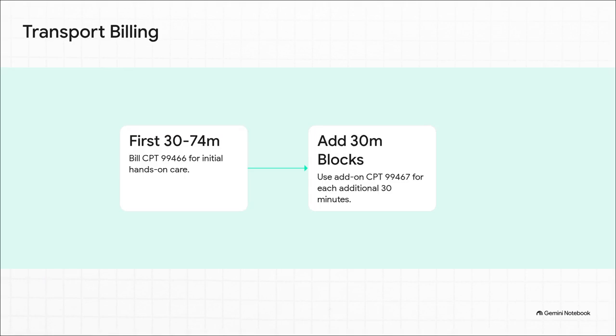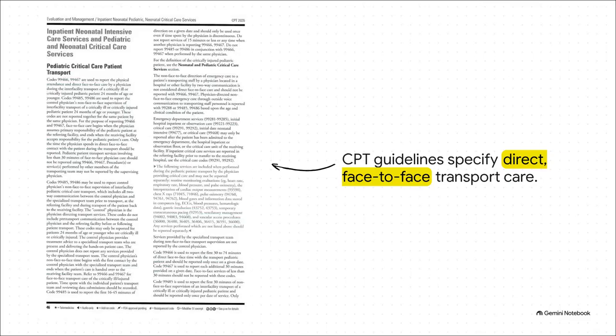You're going to bill CPT 99466 for the first 30 to 74 minutes of hands-on transport care. If the transport takes longer than that, you'll use the add-on code 99467 for each additional 30-minute block. But keep in mind, if the face-to-face transport time is less than 30 minutes, you can't use these codes at all. You would just use standard EM codes instead. Notice the really specific guardrails highlighted in the manual here.